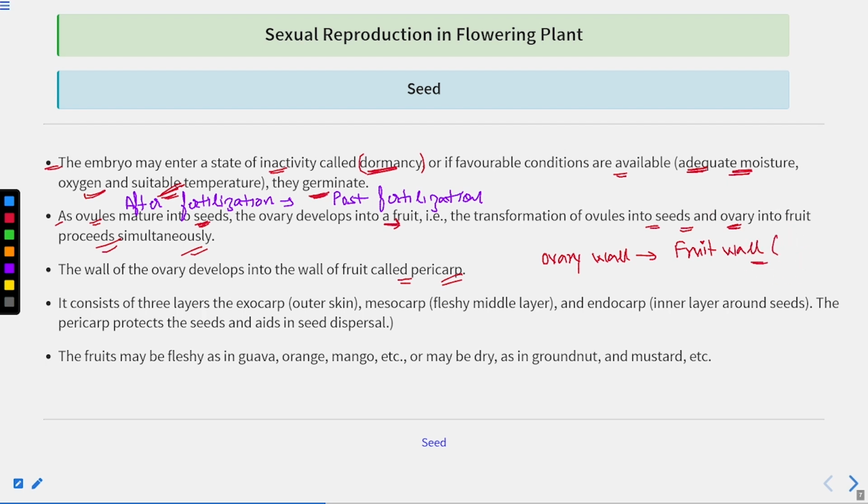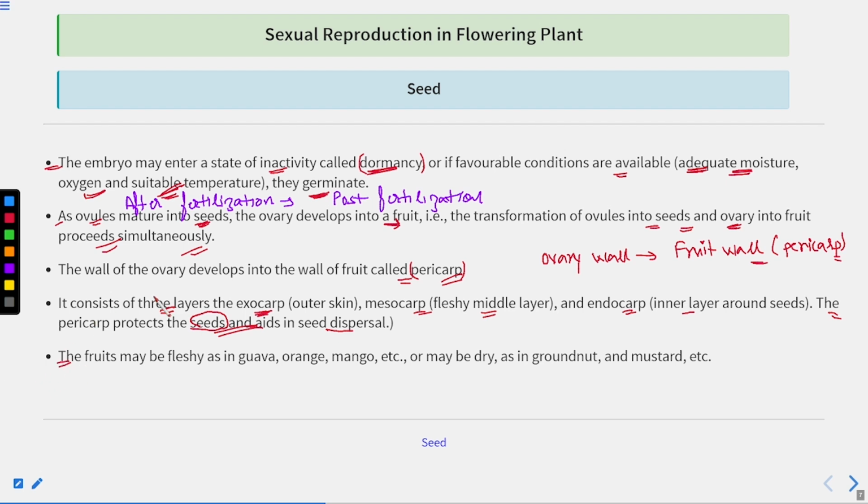Now this fruit wall is known as the pericarp. Pericarp is made up of 3 layers: exocarp, mesocarp, and endocarp. Clear? So it consists of 3 layers. The outermost layer is known as the exocarp. The fleshy middle layer is known as the mesocarp, and the inner layer around the seed is known as the endocarp. Clear? Now, what is the role of the pericarp? Pericarp protects the seeds and aids in seed dispersal. Clear? So it is there for the protection of the seed, as well as it helps in seed dispersal. So you have to remember the 3 layers of the pericarp: exocarp, mesocarp, and endocarp.